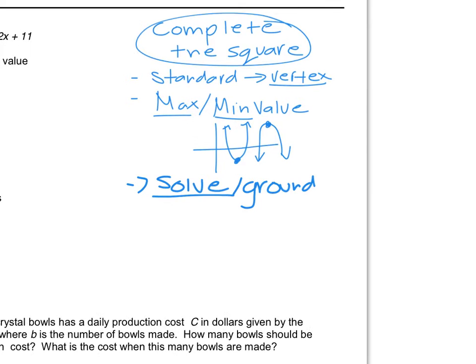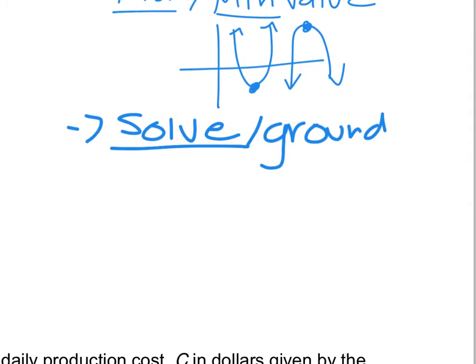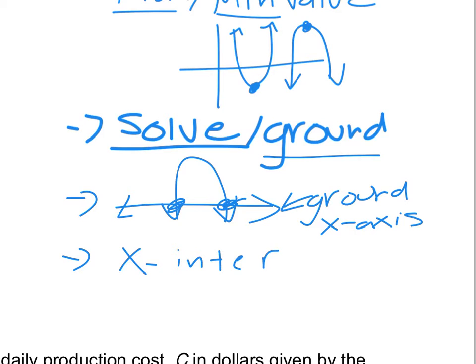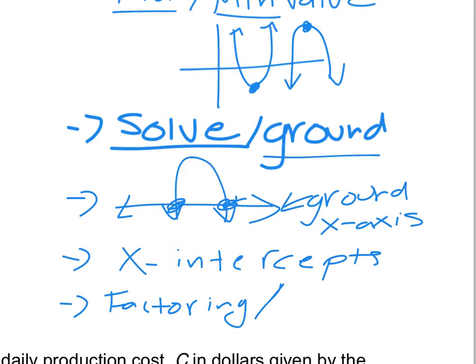The next type of question I can have is when it asks me to solve for the quadratic, or when does the function, the rocket, or the ball hit the ground? When it's asking me for the ground of that parabola, the ground is actually the x-axis. So it is asking me for the x-intercepts. And if it's asking me for the x-intercepts, we could use the method of factoring. But honestly, right now in this unit, it's going to be the quadratic equation.